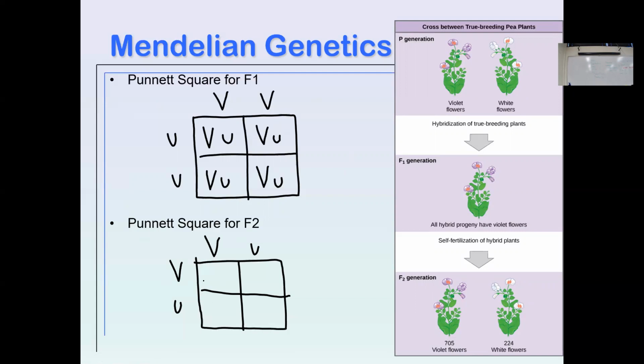So about 25% of the offspring are going to have a capital V from one parent and a capital V from the other parent. Another 25% are going to have capital V here and a lowercase v. Another 25% are going to have a capital V from this parent and a lowercase v from this parent. And the last 25% are going to get a lowercase v from here and a lowercase v from here.